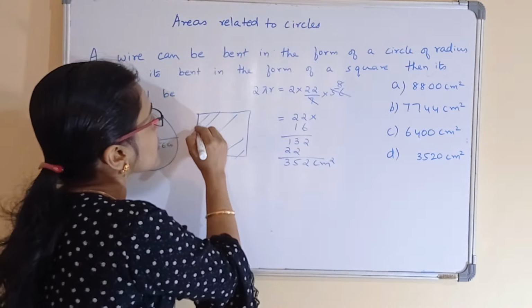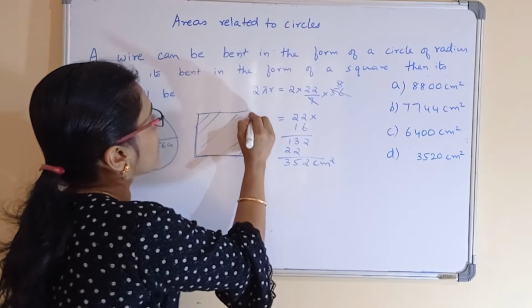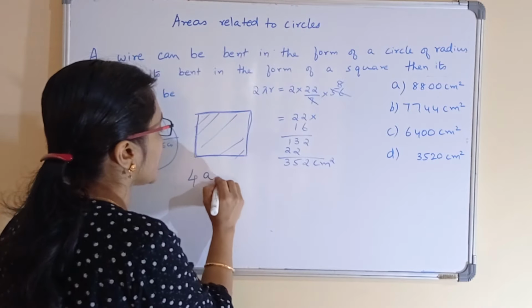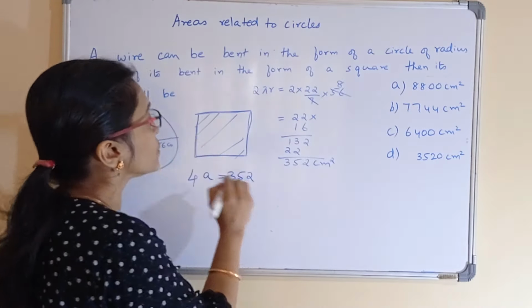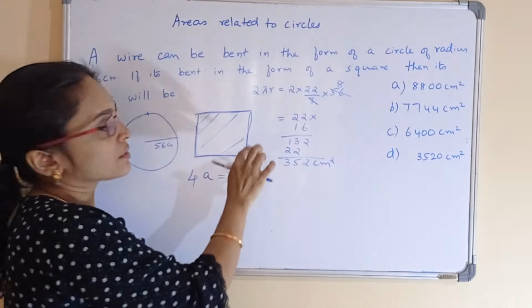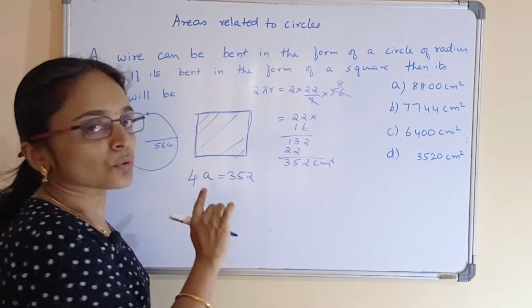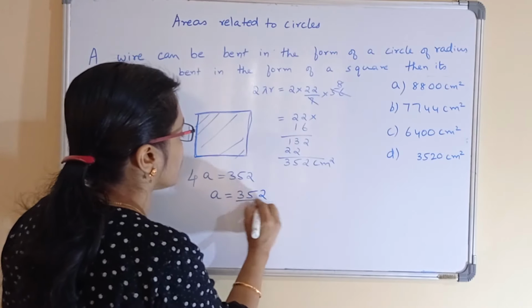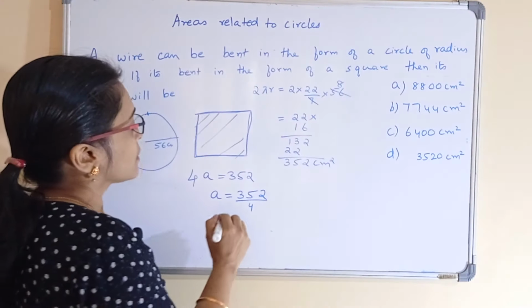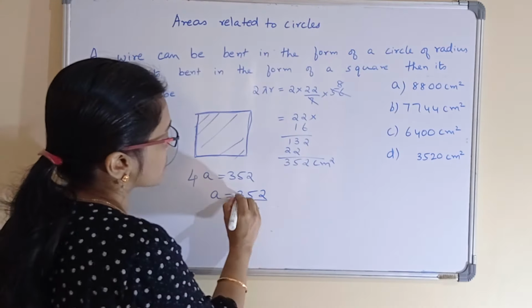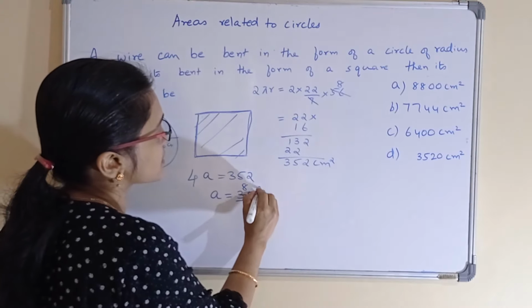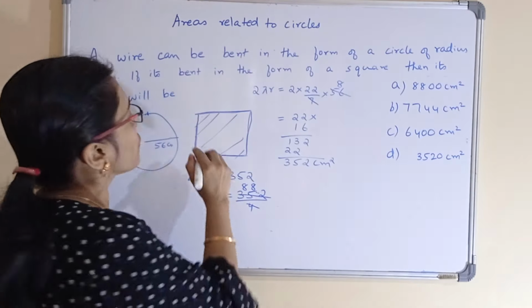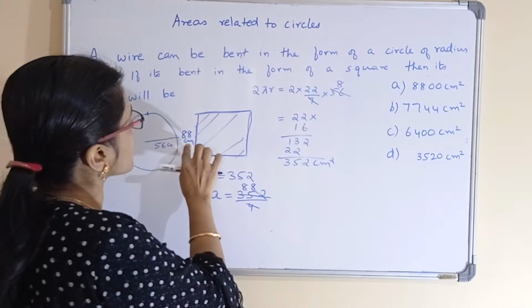So the perimeter of the square will also be 352 centimeter, which means 4 into A is equal to 352, if A is the length of the side of the square. So what is A? A is equal to 352 by 4. 4 8s are 32, and 3 is the remainder. So 32 by 4 again is 8. So we got one side of the square as 88 centimeter.